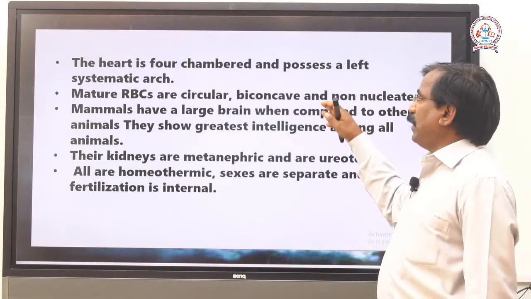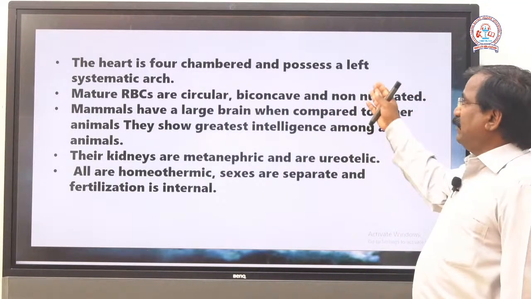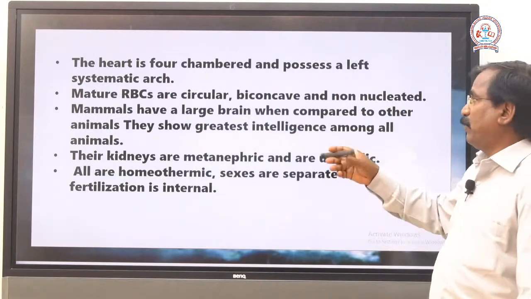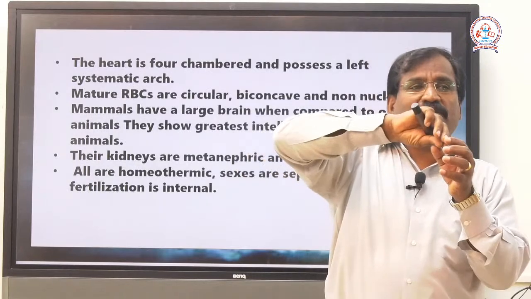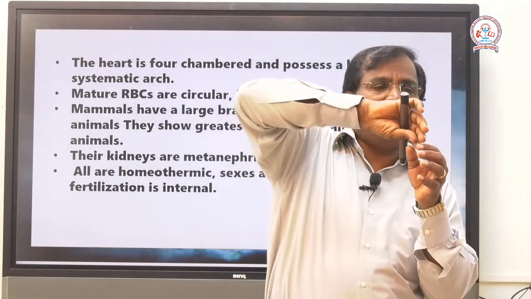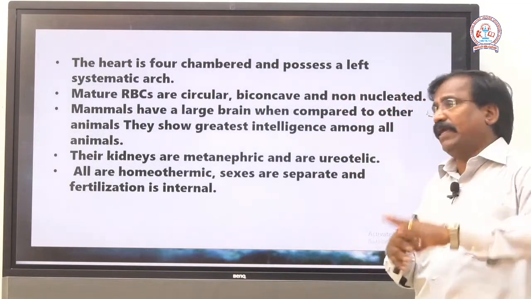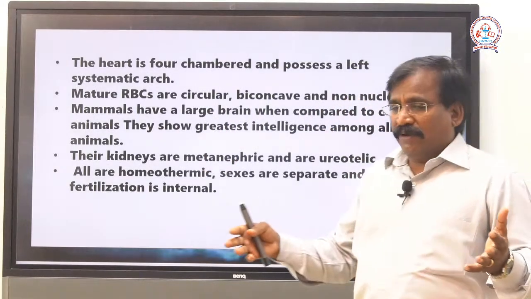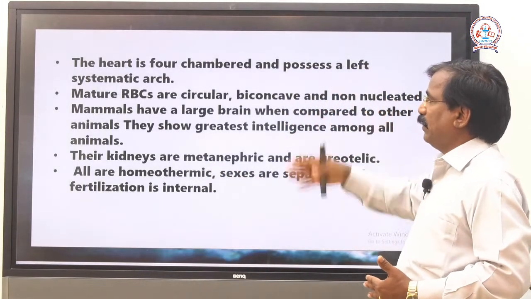Heart is four-chambered, with the left systemic arch, that is the aorta, the blood vessel which carries pure blood, turning to the left side of the heart. We will discuss that in detail when we are discussing the circulatory system. Just now know that the left systemic arch is well developed.